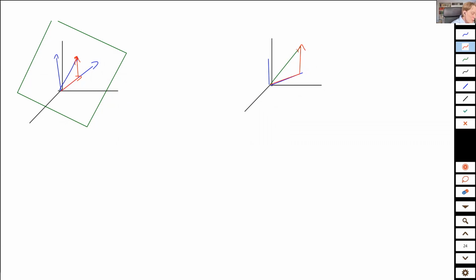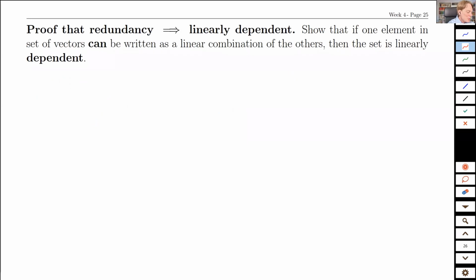So I can build this third vector here in green out of the other two. Then I know for sure that I'm in this linearly dependent world. And that turns out to be fairly easy to show, but the key is building the skill set of writing proofs. How do we actually demonstrate this with some mathematical analysis?